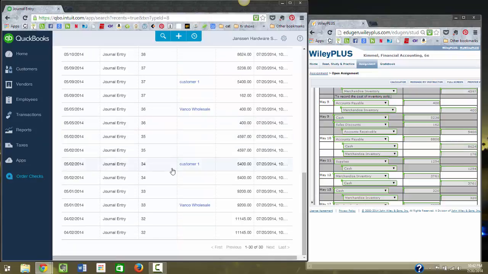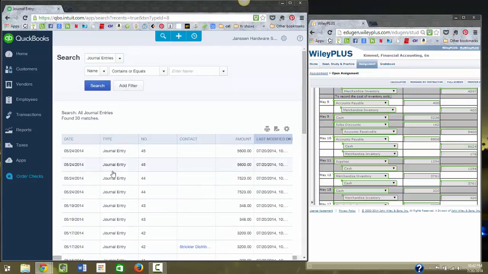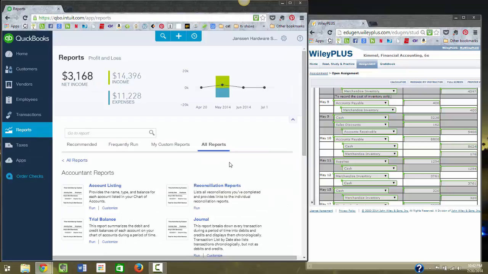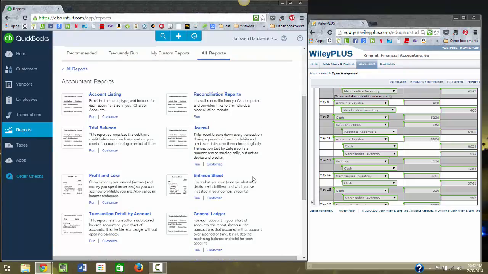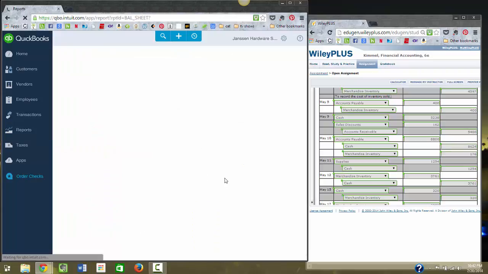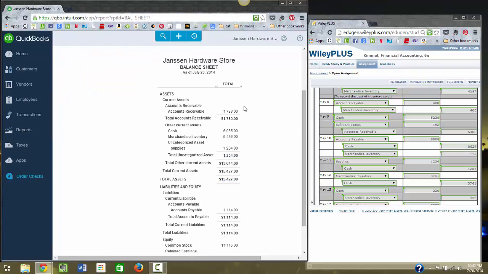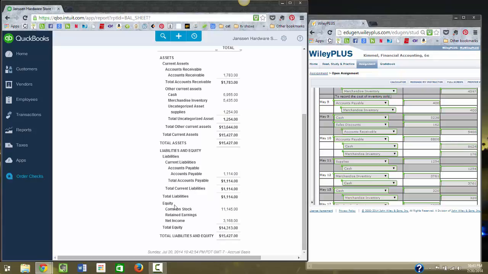Okay, now we see all the journal entries here. And I can go to reports, and there's a whole bunch of different reports that you can run. We can look at the balance sheet, and we'll see here it's listed a little bit differently than I'm used to seeing. Everything is kind of flip-flopped, but everything is there. You've got your accounts receivable, you've got your other current assets, cash, which is the most liquid, so you would think it would be up higher, but hey, this is how they do it. Then you've got your liabilities and your equity.